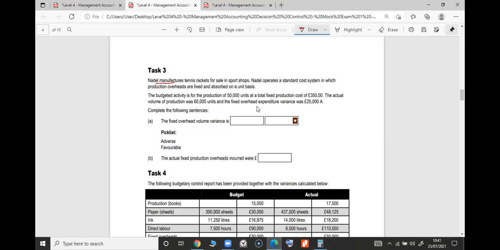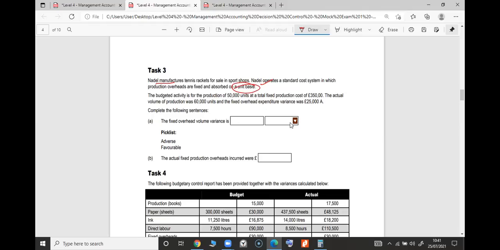Nadal manufactures tennis rackets. You know Rafael Nadal, yeah? Who is your favorite? There is another one. The spelling sounds like Nadal, yeah? Okay, students are joining in now. Manufactures tennis rackets for sale in sport shops. Let's say Nadal operates a standard cost system in which production overheads are fixed and absorbed on a unit basis.